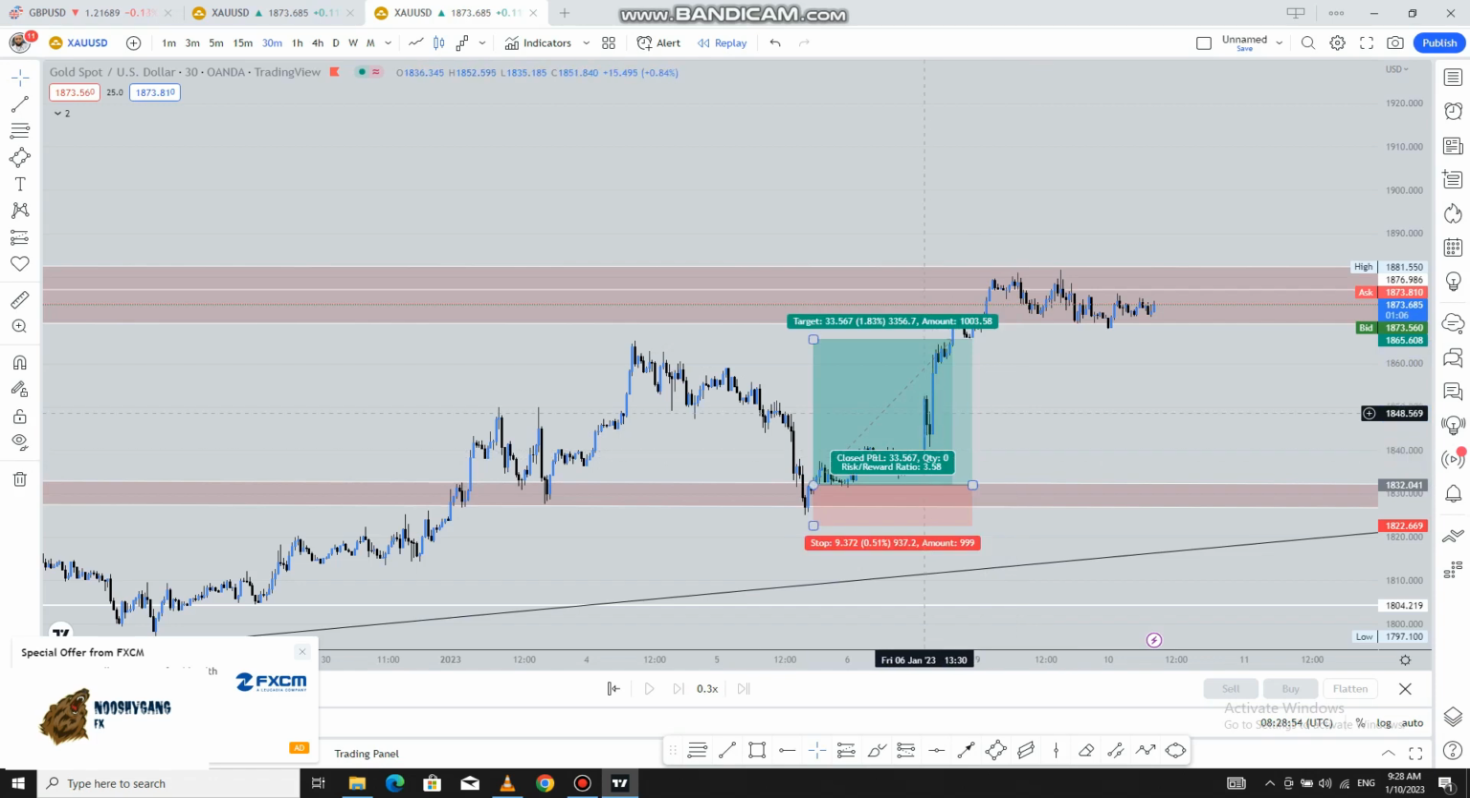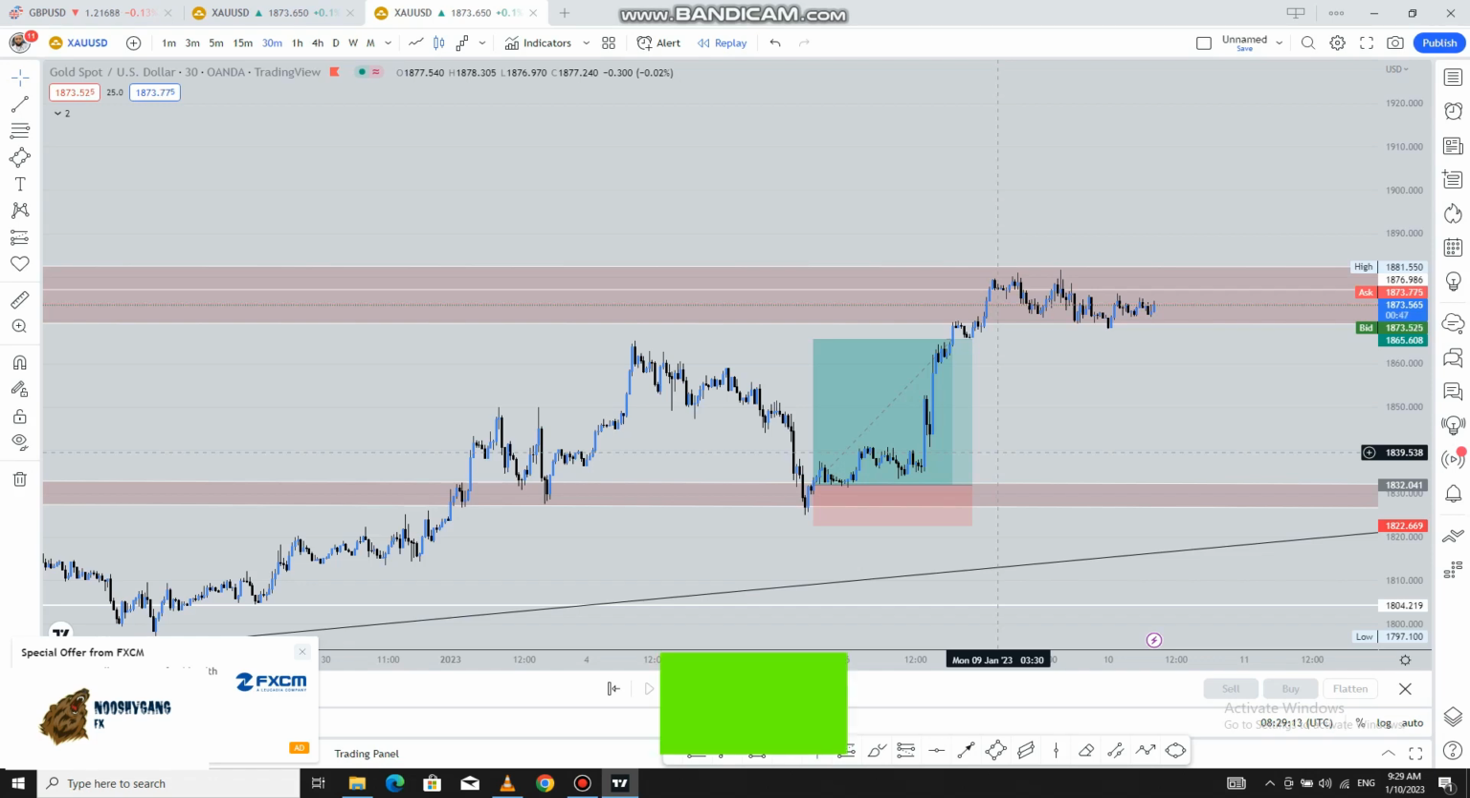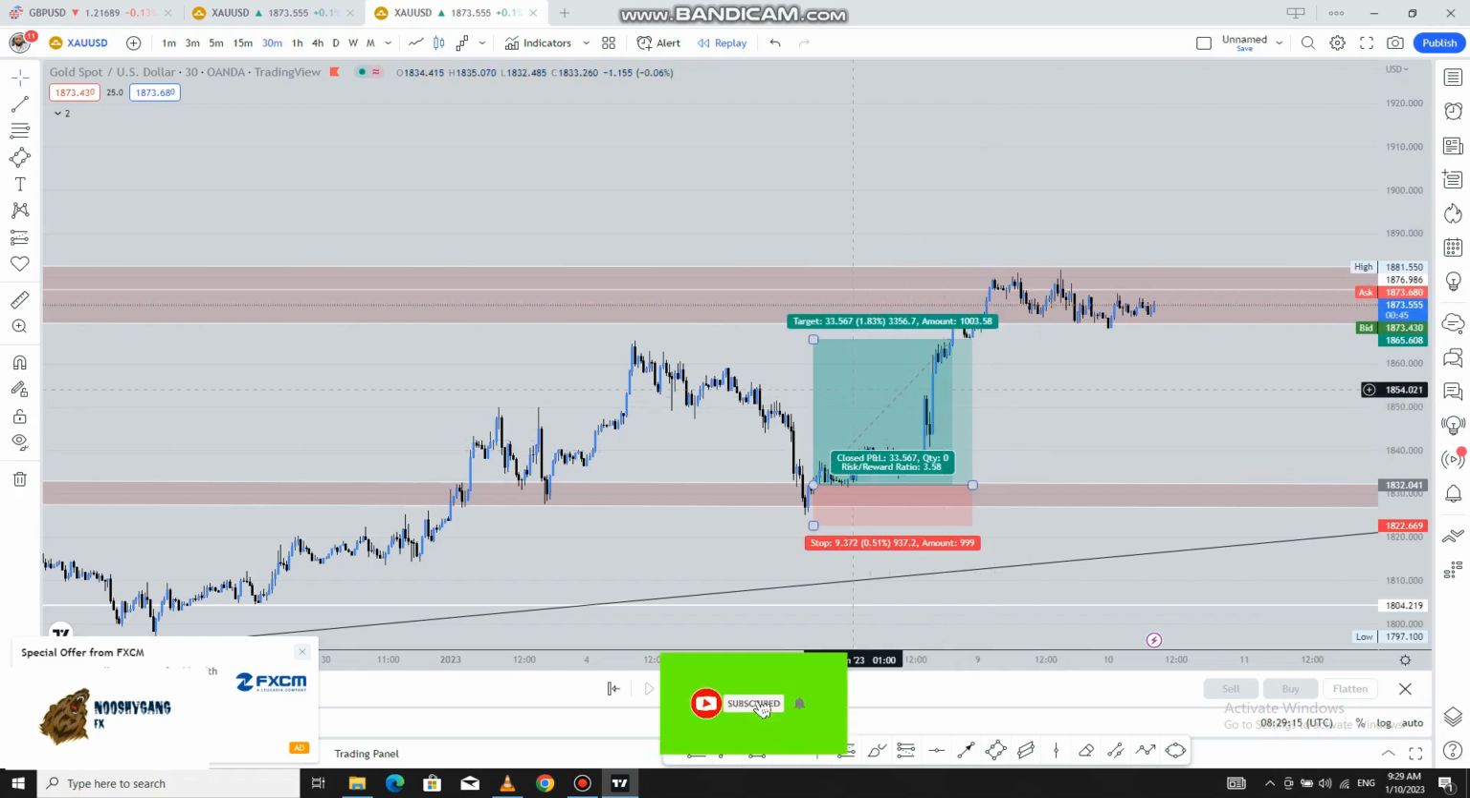I took this trade, and remember guys, this long momentum candle over here was the NFP news, but I wasn't scared because I knew that my analysis was right. So that was how I caught this move, and I made a lot of profit trading this market.